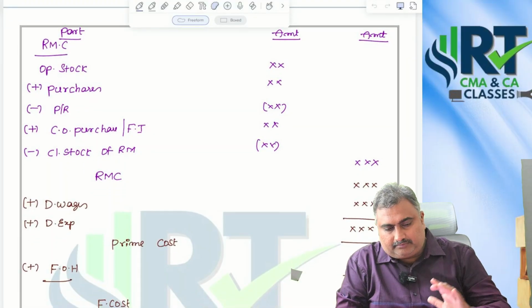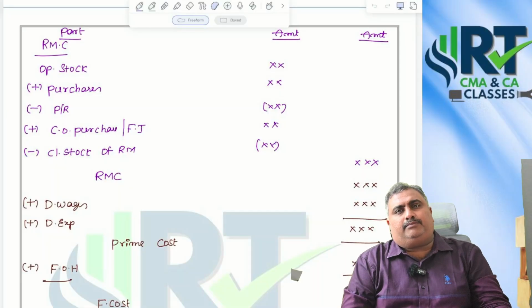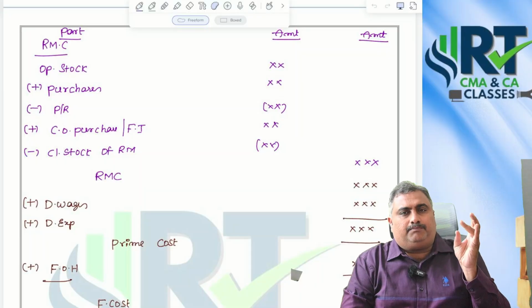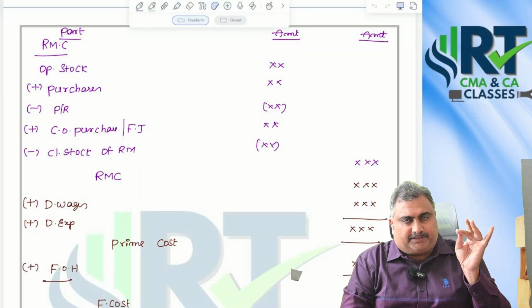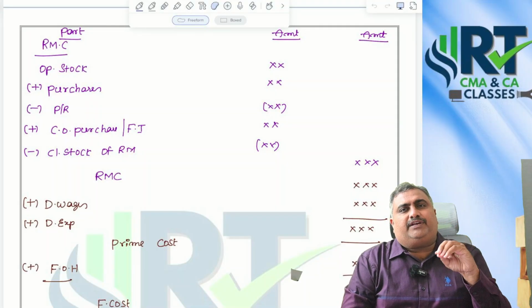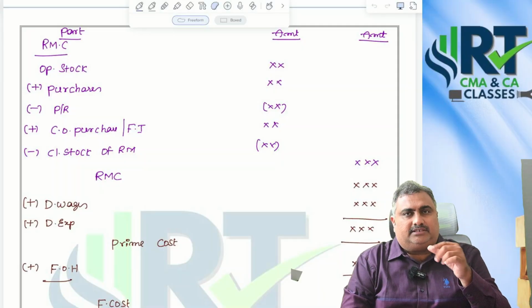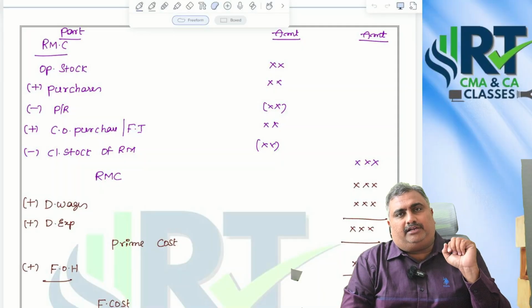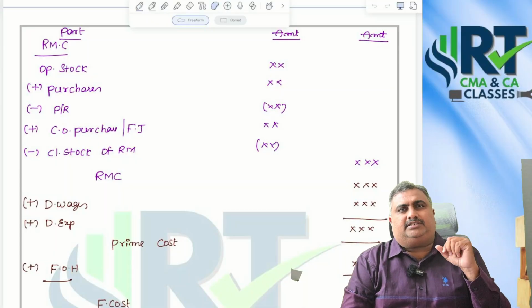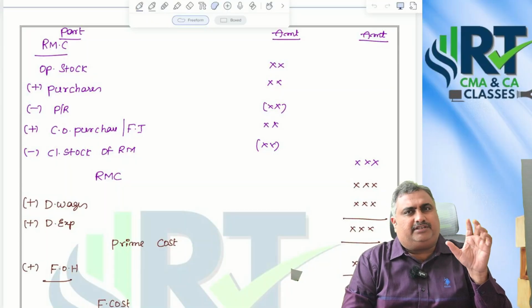So first, what will we calculate? You know the formula for prime cost: direct material plus direct wages plus direct expenses, combined we call it prime cost. Sometimes instead of giving direct material straight away, they will give information like opening stock of raw material, purchases made during the year, purchase returns, carriage on purchases or freight inward, and closing stock of raw material. This is the adjustment they will give you.